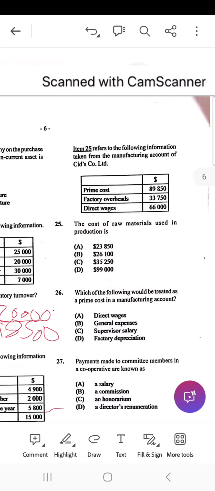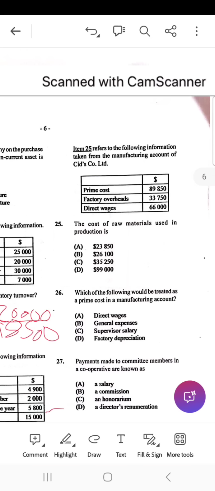Item 25 refers to the following information. They want to know what's the cost of raw materials used in production. So they gave us prime cost, which is made up of direct material, which will be our raw materials used, direct wages or direct labor, and direct expenses. This question doesn't have any direct expenses. So they just gave us prime cost and direct wages. So the difference between prime cost and direct wages would be the direct materials that we are looking for, which is the cost of raw materials used.